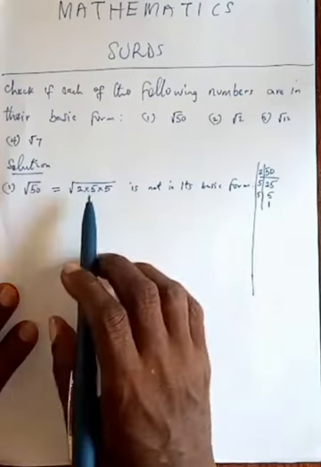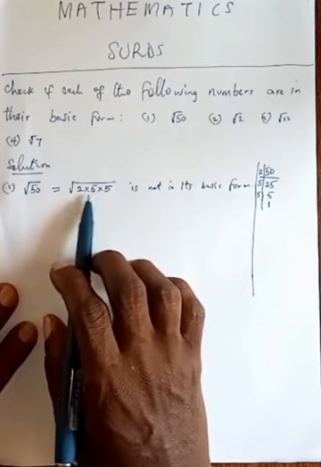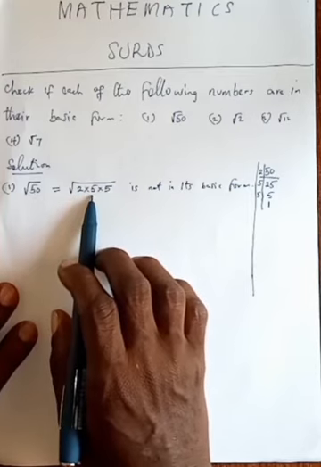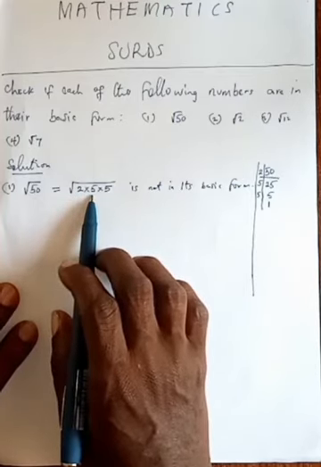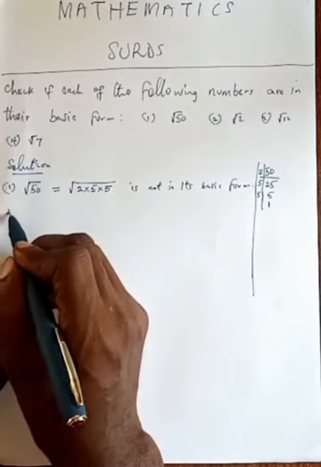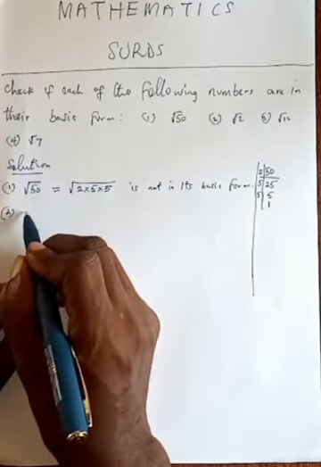So we now say that this number is not in its basic form. The reason being that when we express this number, there is a particular number that happens to repeat itself. So root 50 is not in its simplest form.